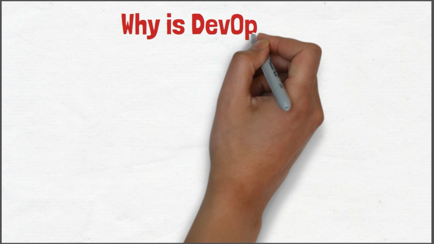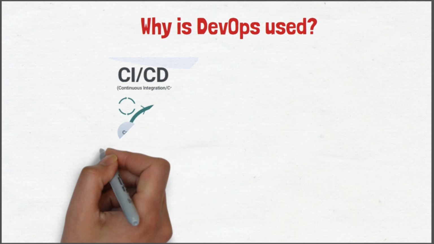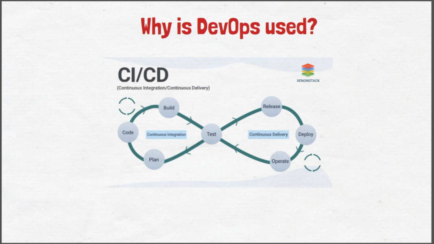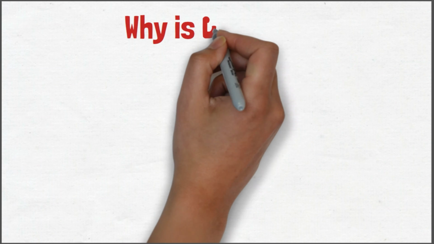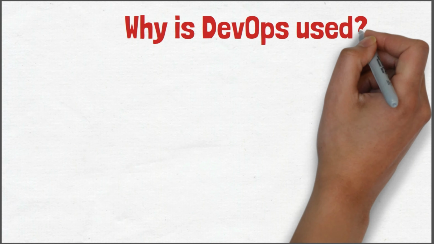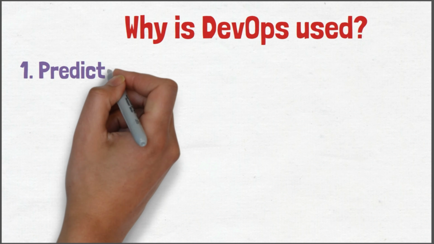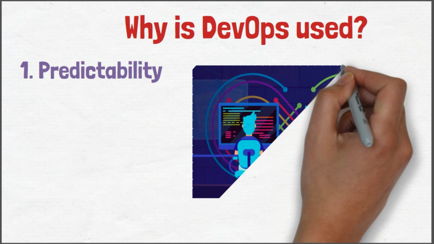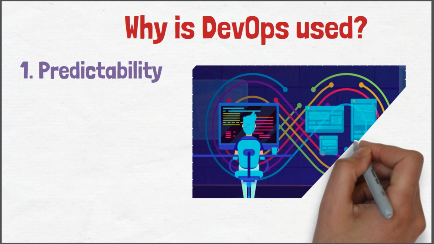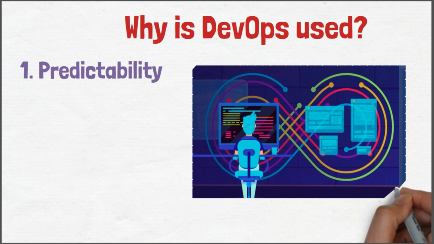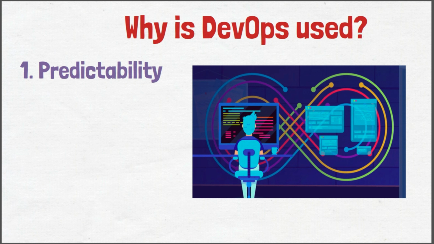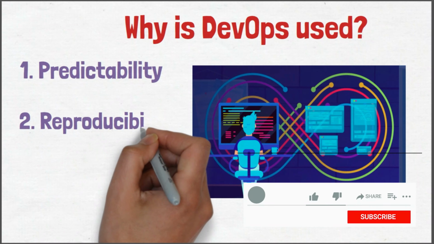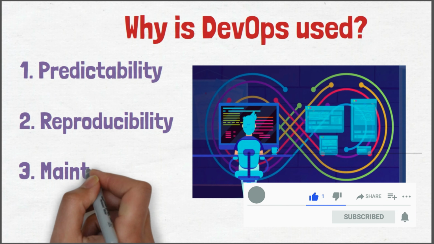So, why is DevOps used? DevOps allow agile development teams to implement continuous integration and continuous delivery, which helps them launch products faster into the market. Other important reasons are: first is predictability. DevOps offer a significantly lower failure rate of new releases. Second is reproducibility. Backup everything so that earlier versions can be restored anytime. Third is maintainability, effortless recovery process in the event of a new release crashing or disabling the current system.